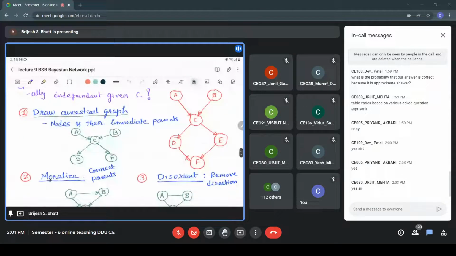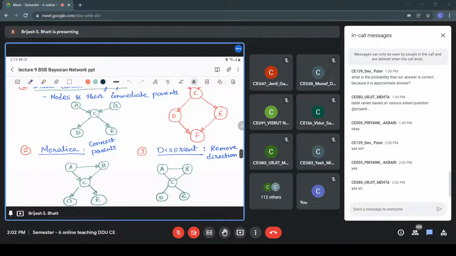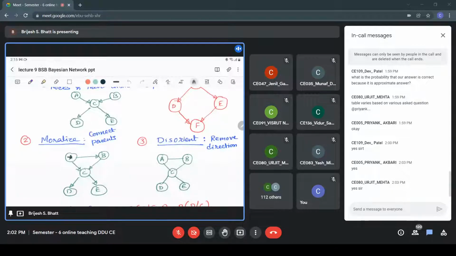Second thing is to moralize the graph. Moralize means get their parents married. So connect parents. So it becomes A, B, C, D, E, and there is a link between A and B, so they are connected. That is the second step. Third step is disorient. Remove the directions, and the remaining graph is an undirected graph.